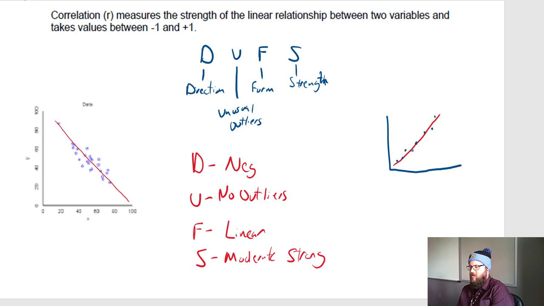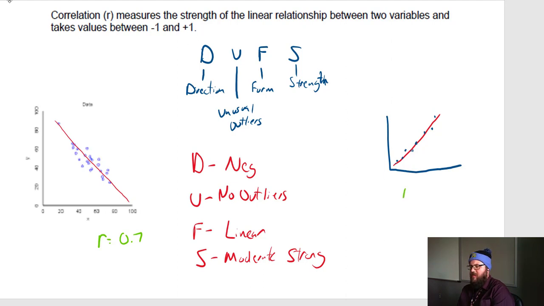This would be strong, okay? Since we're saying on this first one here on the left we talked about is moderately strong, I would say this would be sitting somewhere in your R value. That would be probably around 0.7. Okay, moderately strong.